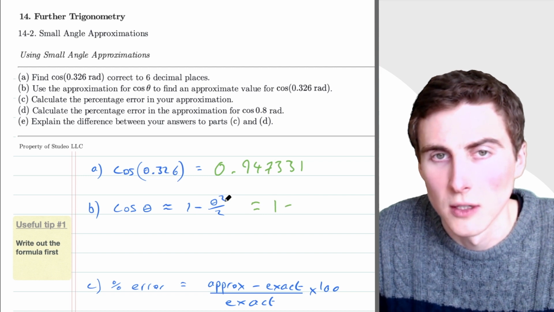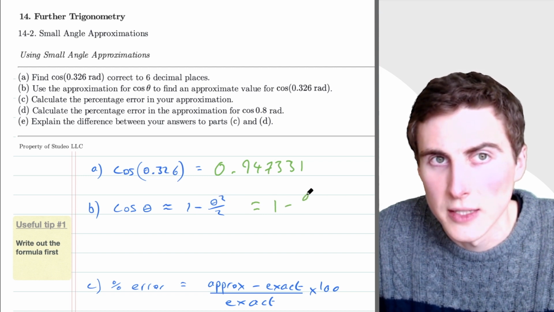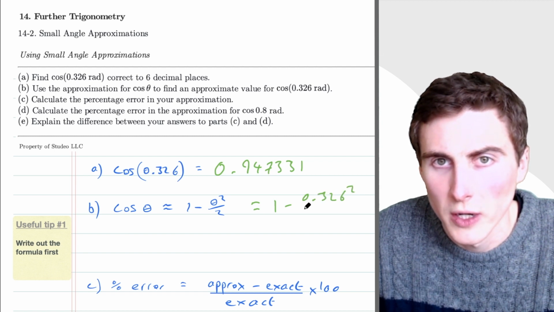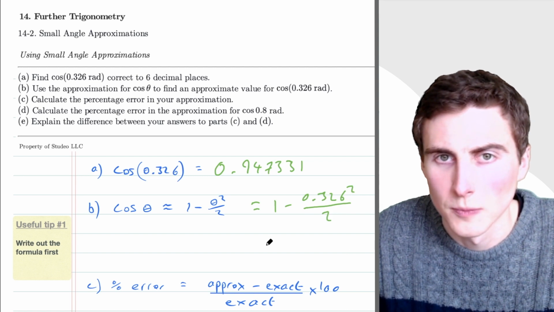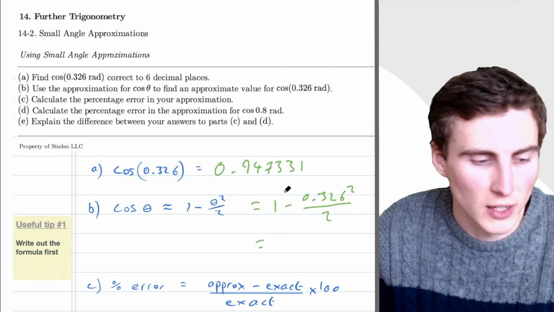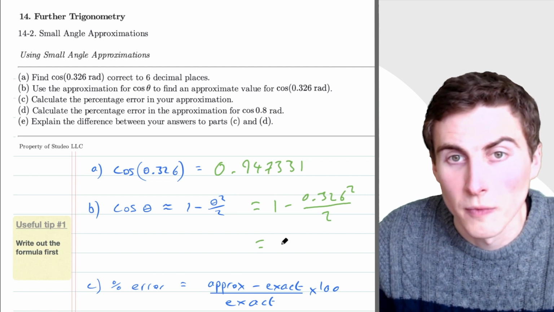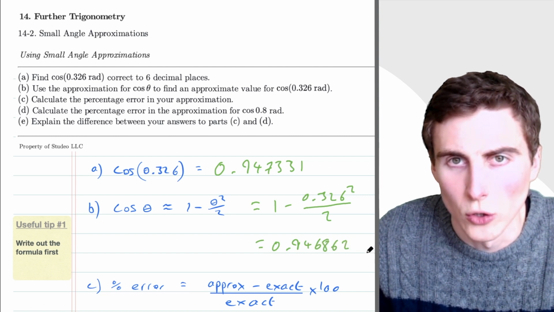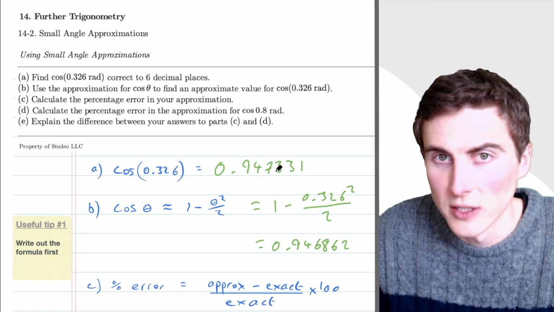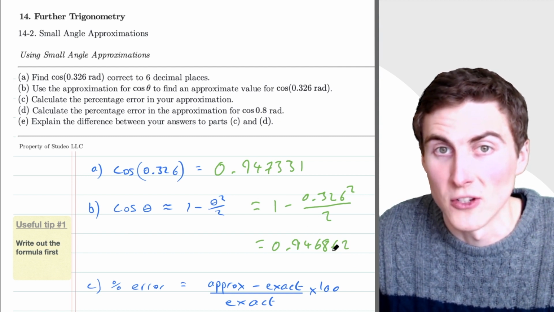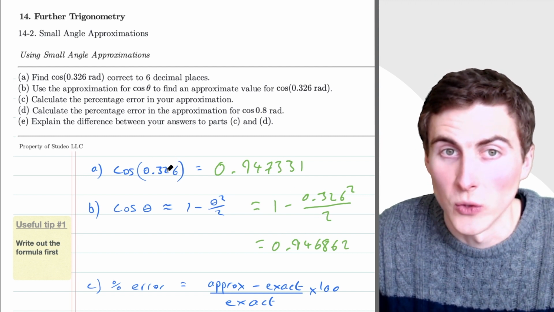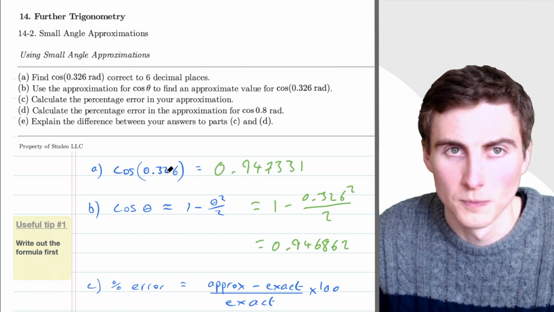So 1 minus, and then for theta, we put in the 0.326. And that must be squared and divided by 2. Again, you're going to have to put that into calculator. And if we do that one, that should give us 0.946862. So a little bit different to this, because they are pretty similar. So pretty good approximation. Yeah, it's very, very similar. And remember, that works because our theta value is very small. It only works if theta is small.